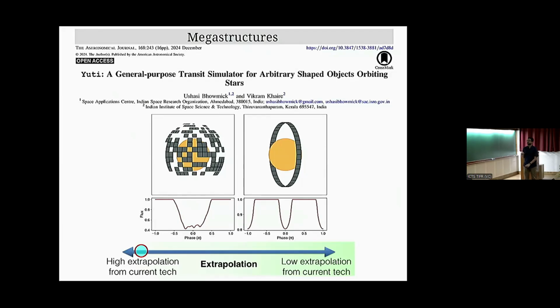We wrote a code which can simulate any transit light curve coming from arbitrary shapes moving around stars.